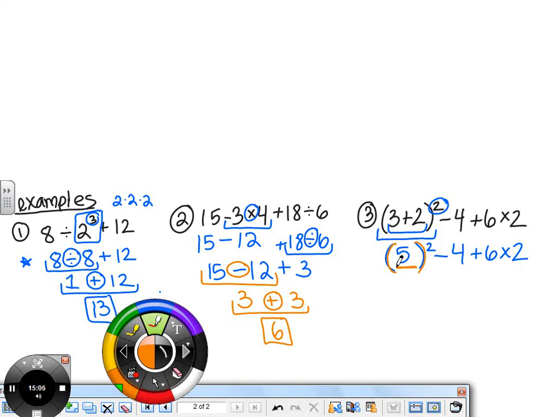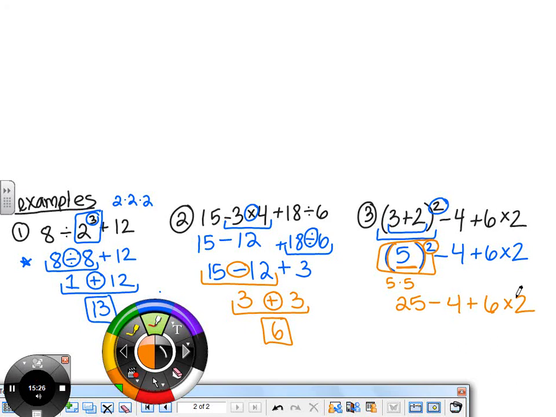So then I move on to exponents. There's one right here attached to that power. So I want to calculate 5 to the second power. Remember that that means 5 times 5, which is 25. Everything else gets copied just as it is.